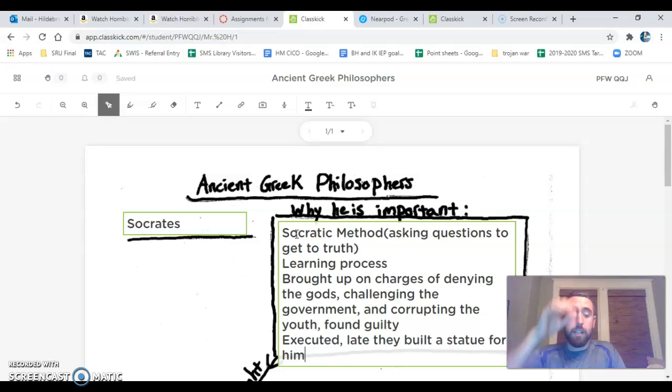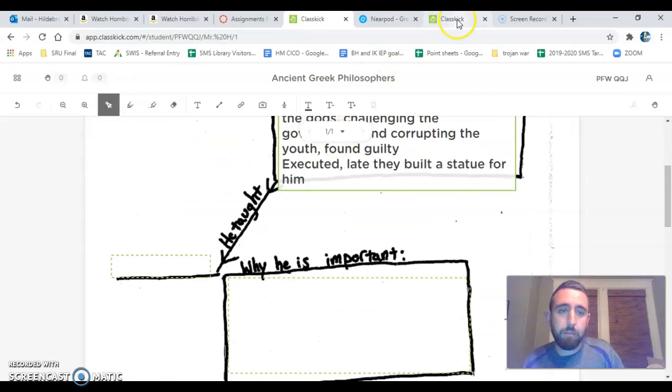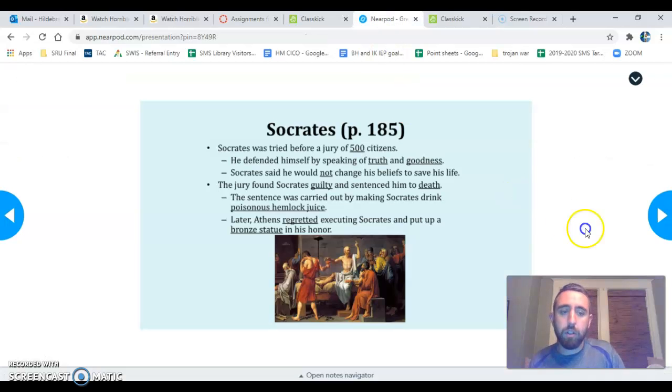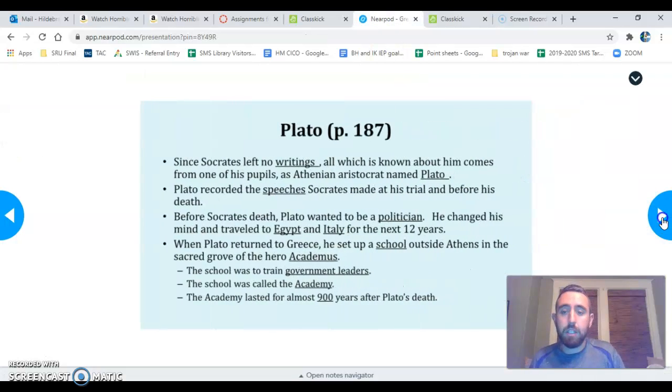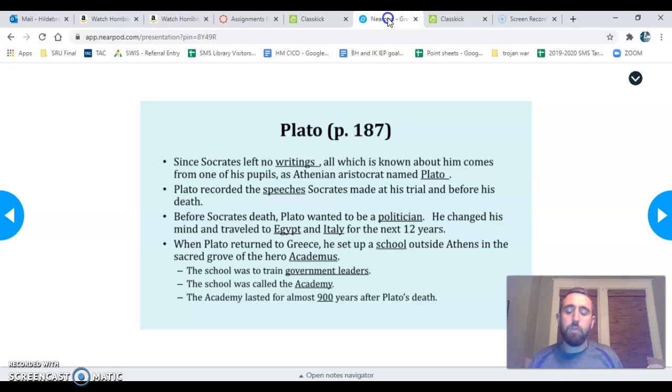So he's going to kind of kick off a lot of this philosophy, get people thinking. And he's going to have a famous student. His famous student on the Nearpod is Plato. So we can go ahead on our chart and put in Plato. Now Plato, he watched all this stuff happen to Socrates. And Socrates didn't write anything down. He just gave speeches. And so everything we know about him came from people who wrote his speeches down. And Plato is one of those students who did that.